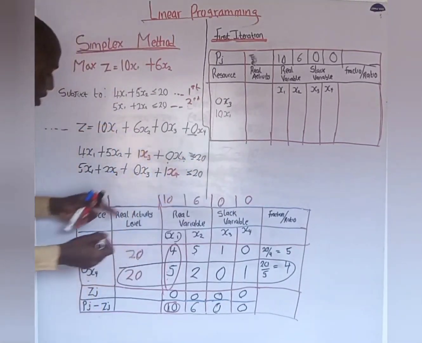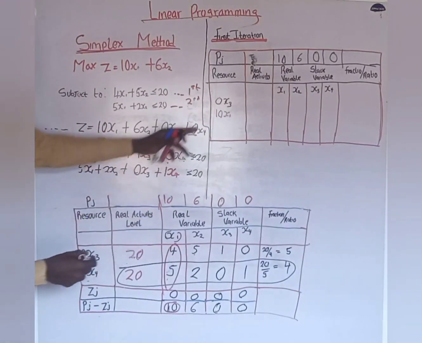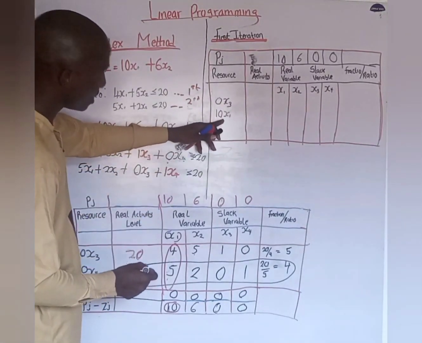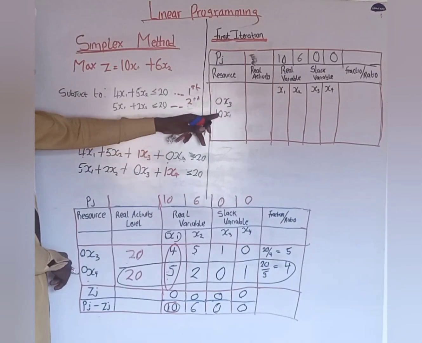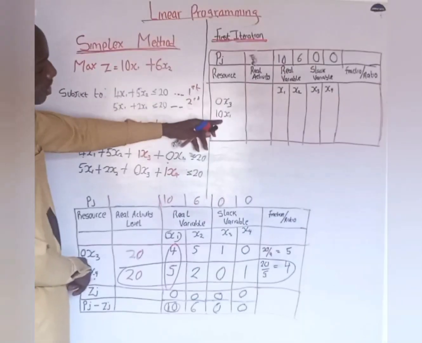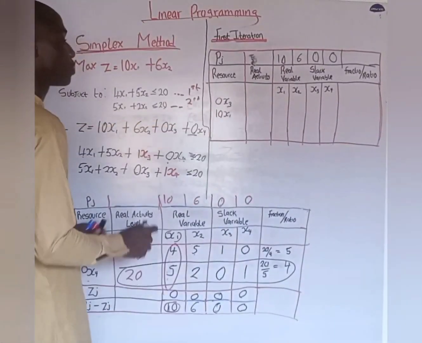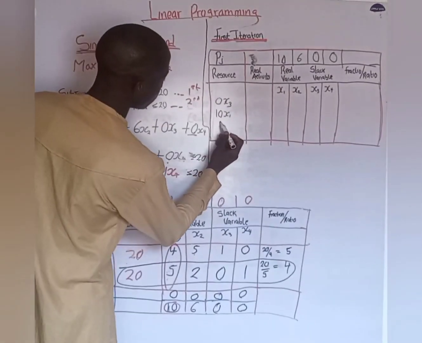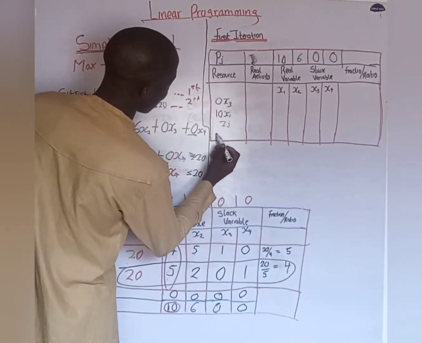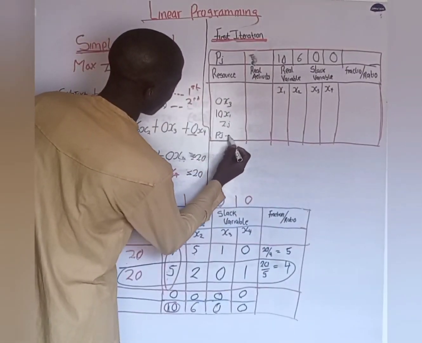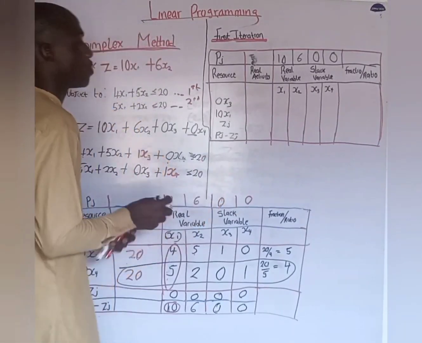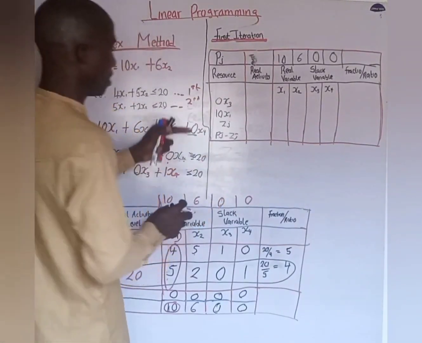10x1. So the coefficient of x1 is 10. I've already interchanged this. Instead of having 0x4 here, we're going to be writing 10x1. Now let's proceed with our calculation. Don't forget that we have to look for the value of zj in this also, and we have to find the value of pj minus zj.